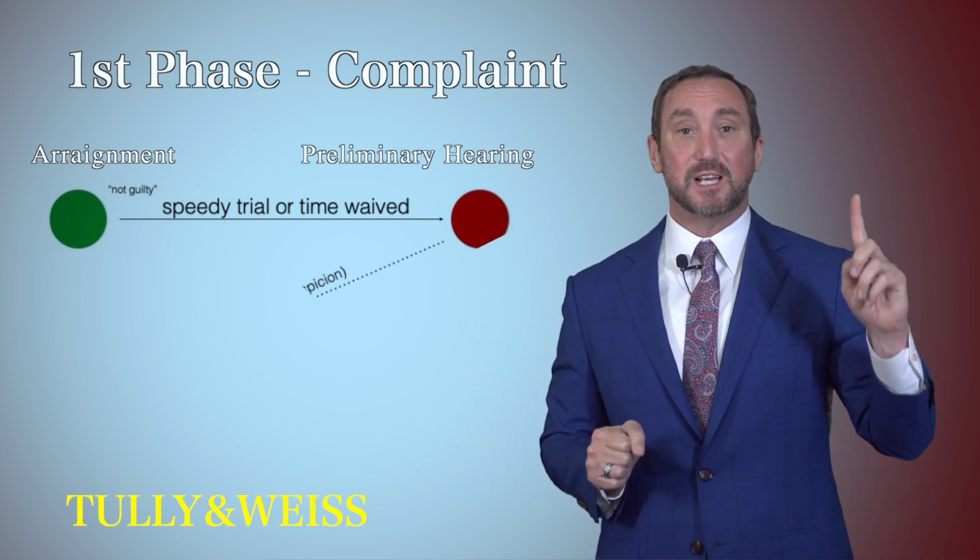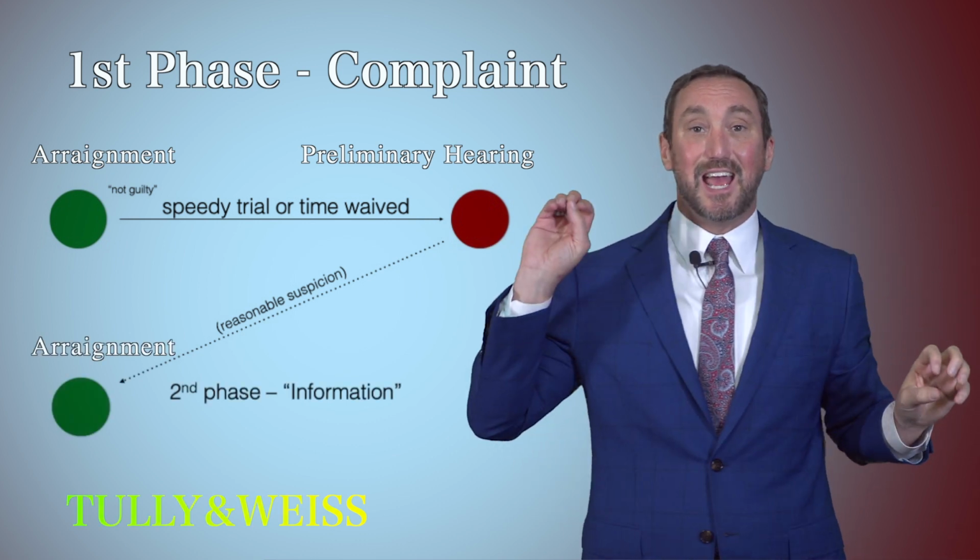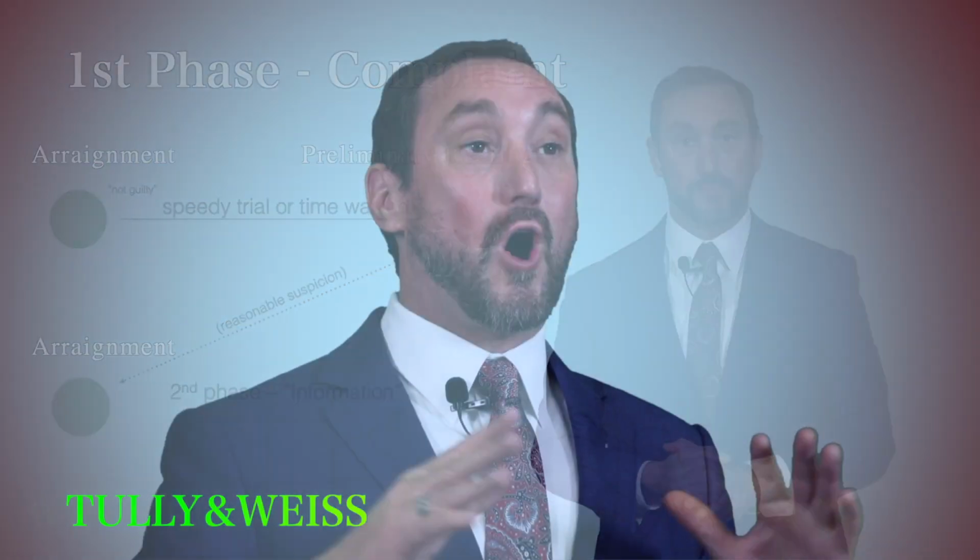So the first phase of a felony case begins with an arraignment and it ends with a preliminary hearing. All a prosecutor has to do at a preliminary hearing is to show a judge that there's reasonable suspicion that the crimes occurred. It's usually very easy for them to do so. A lot of people think of a preliminary hearing as a rubber stamp procedure.